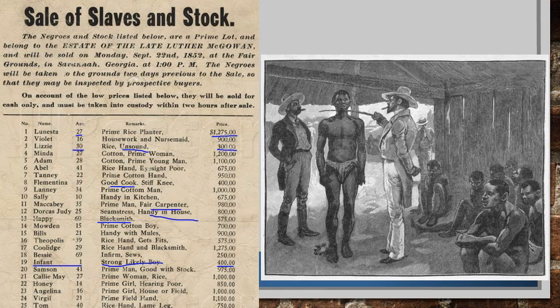Another thing that you can take a look at is the names for the slaves. And scholars have done a lot of work on these names to figure out where they come from. Do they reflect family traditions? Do they reflect African traditions? Are they names that the slaves themselves came up with, that their owners came up with? You see a lot of different variations. Religious names like Maccabee or Dorcas Judy, which are both biblical names. And then classical Greek names like Theopolis, which is city of God, or Virgil, an ancient Roman poet's name.